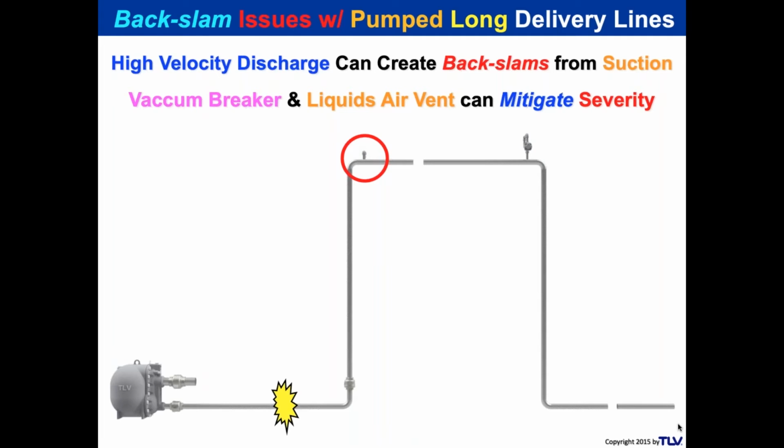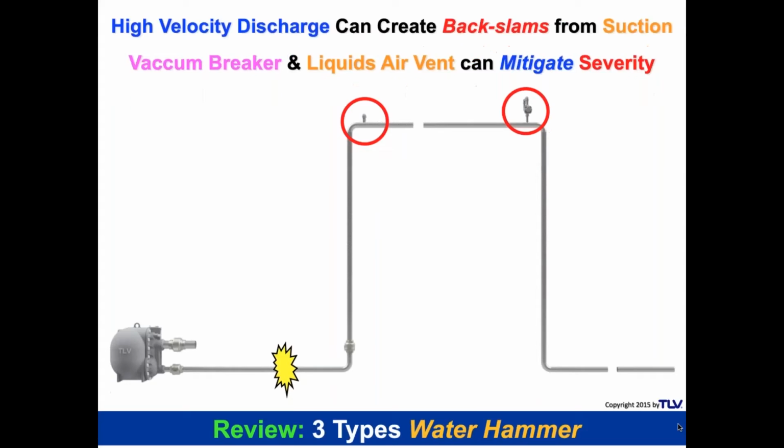The vacuum breaker is right at the riser there, and that prevents the suction from pulling back and creating a back slam by breaking the vacuum in the system. And then the air vent is at the end of the long run, and that gets rid of the air that came into the system to break the vacuum.